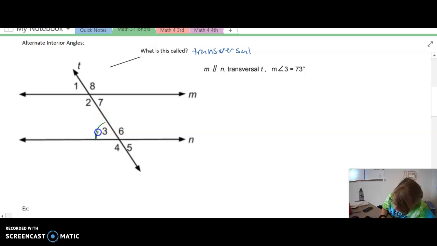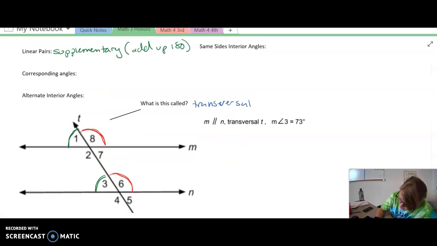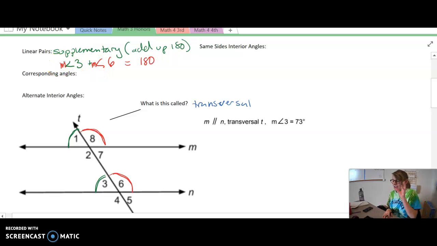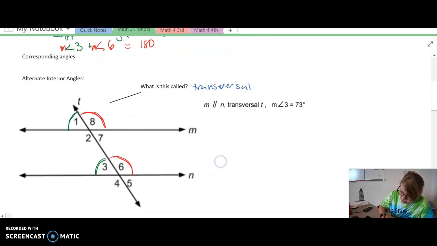So what is a linear pair? I would say 3 and 6 are linear pairs, but they're not congruent, so I'm not going to use the same color. Or 1 and 8 are supplementary. What that means is that the measure of angle 3 plus the measure of angle 6 is going to equal 180. Make sure you say the measure, not just the angle. My bad. Alright, so now let's move on.